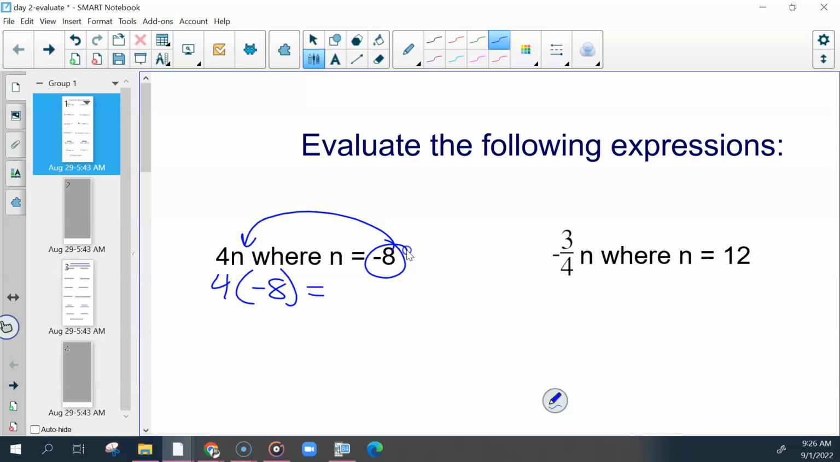So this would give us negative 32. We evaluated where n is negative 8 and got negative 32. And that's really all there is to it. A lot of these are simpler than others.